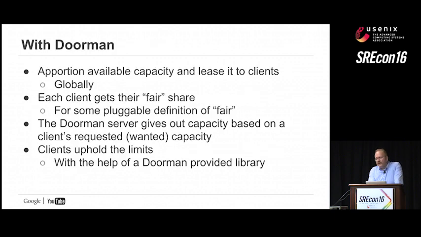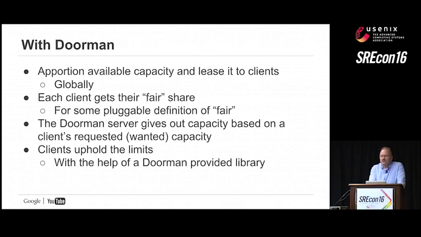So what we did with Doorman is build an infrastructure that apportions available capacity and then leases it out to the clients. Clients need to go to Doorman and say, hey, I want 50 QPS. And Doorman says, okay, here's 40. Go for it. And then after a while, the client would come back and say, now I want 100. And Doorman would say, well, here is 100. Good for you.